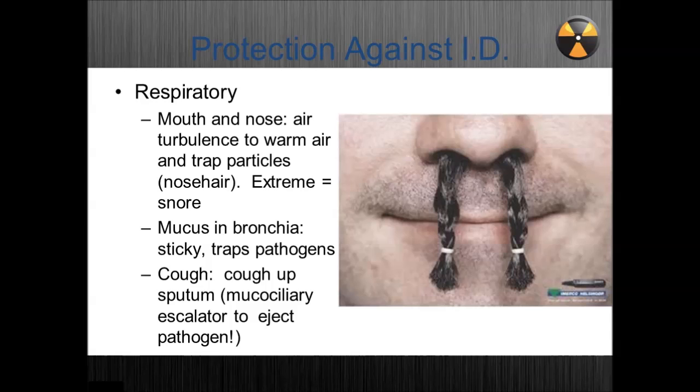Okay? And then, in the upper respiratory tree, there's mucus, snot. And so as the air comes by, if there's an airborne particle, it'll stick to that snot. And then the body will kick it out. There's a technical term for it. Wait for it. It's called the mucociliary escalator.